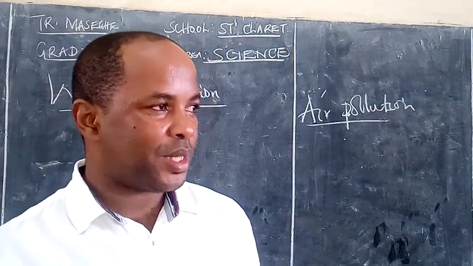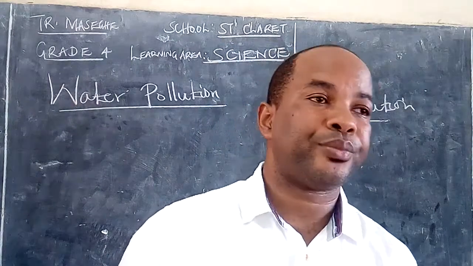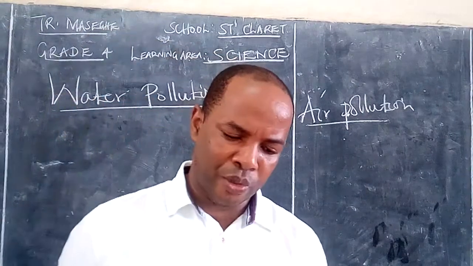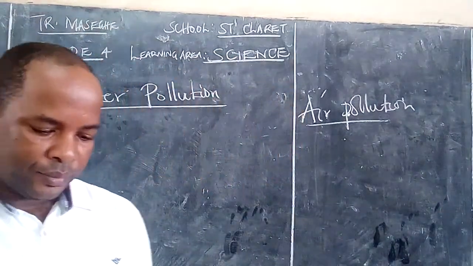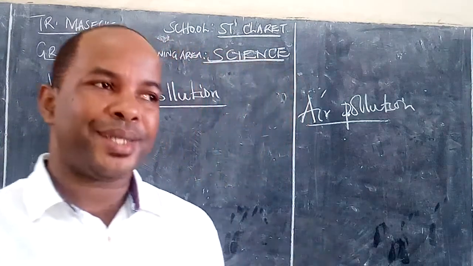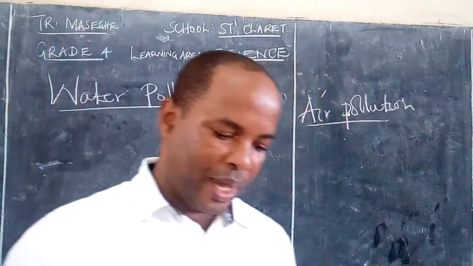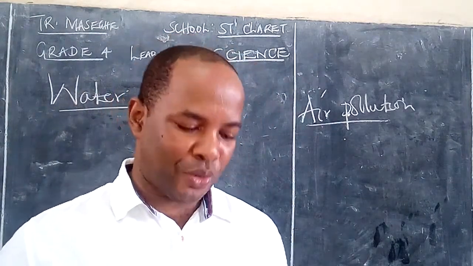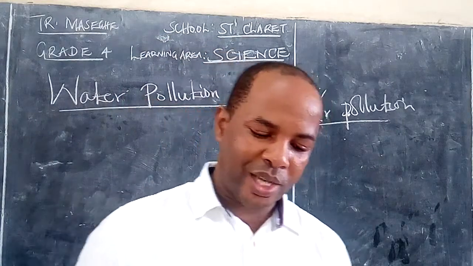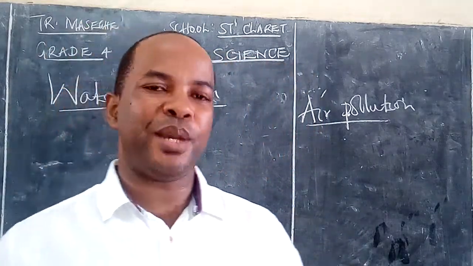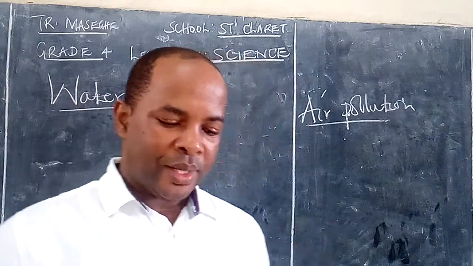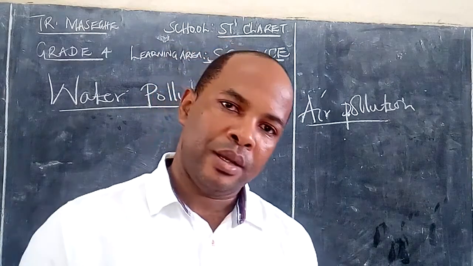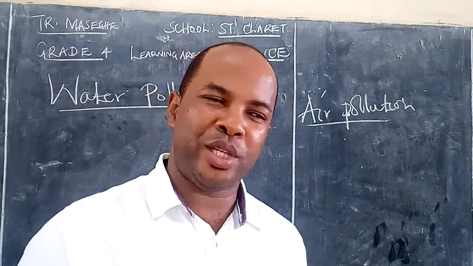So much for that. Today, let's look at our subtopic: pollution of water. Now, what is pollution of water? Pollution of water, we can say, is the presence of pollutants in water. Or in a very simple term, it's water containing pollutants. And pollutants are harmful substances that cause harm to living organisms. When water has pollutants, then we say it is polluted, it is not clean.